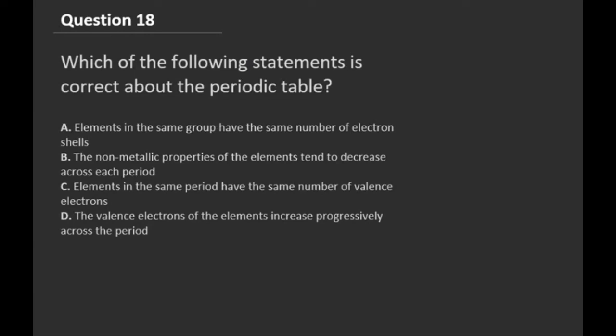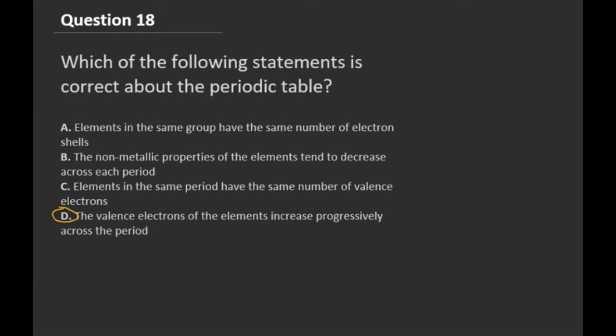C. Elements in the same period have the same number of valence electrons. D. The valence electron of the element increases progressively across the period. So the right answer to this question is option D. The valence electron of the element increases progressively across the period.